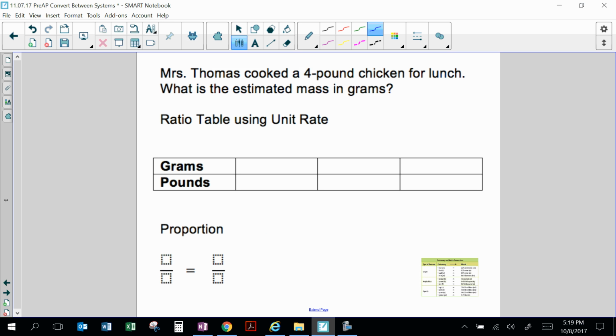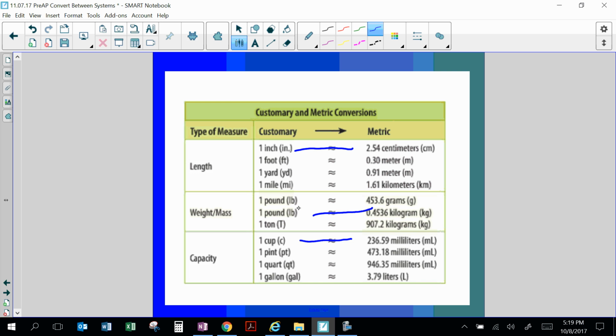Mrs. Thomas cooked a 4-pound chicken for lunch. What is the estimated mass in grams? So this is about pounds of chicken and grams.